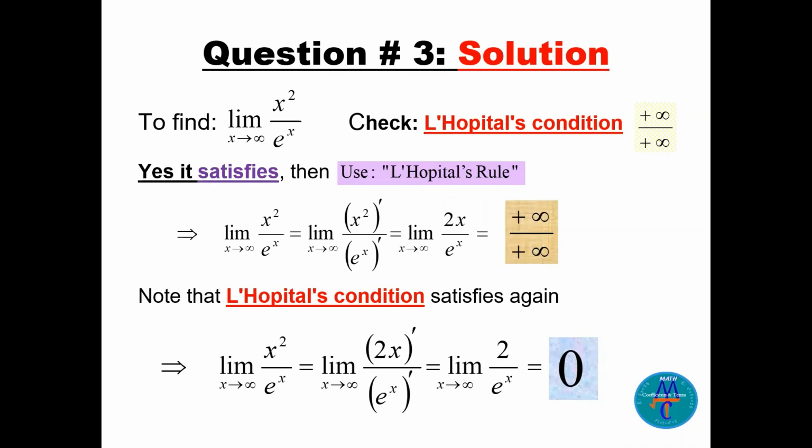It will be the derivative of 2x divided by the derivative of e to the power x. This will be 2 over e to the power x. Now x goes to infinity, so this is growing very large. 2 over infinity will be 0. So 0 is the limit of this given question.